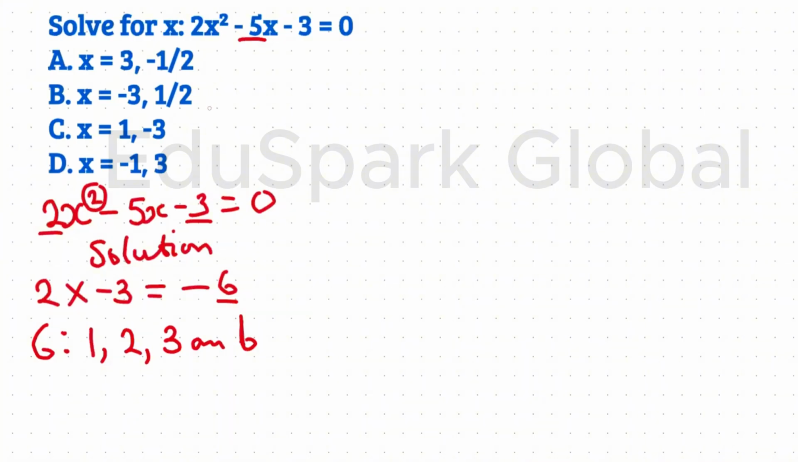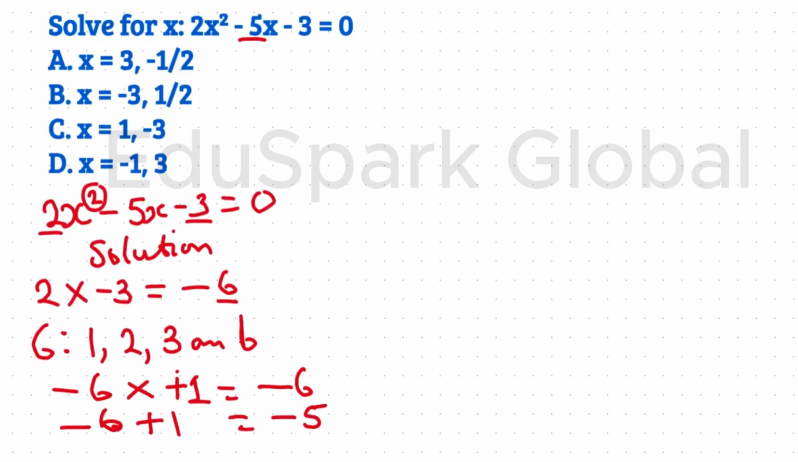So let's start with negative 6 multiplied by positive 1. This will give us negative 6. So we've gotten this first. So let's look at the addition. So let's say negative 6 plus 1. This will give us negative 5. So meaning negative 6 and positive 1 met the criteria.